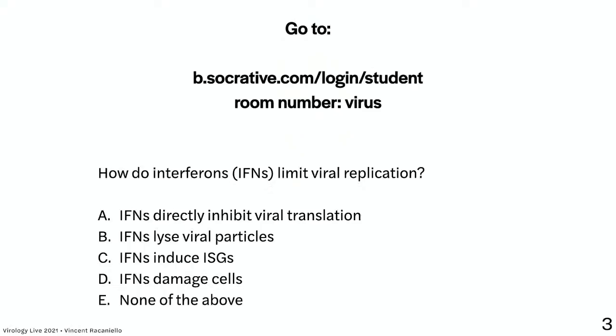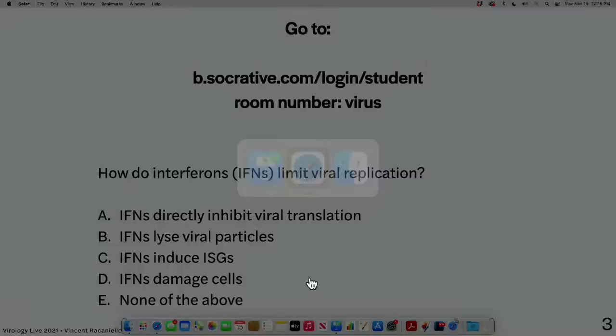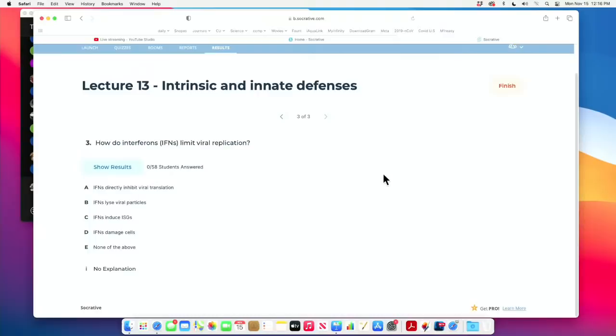All right. Quiz time, last one. How do interferons limit virus replication? Interferons directly inhibit viral translation. They lyse viral particles. They induce interferon-stimulated genes. They damage cells. None of the above. Let's go back to the questions.